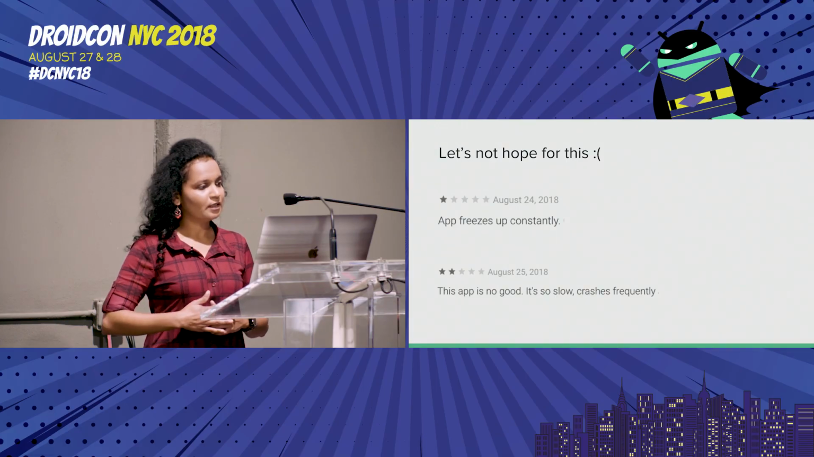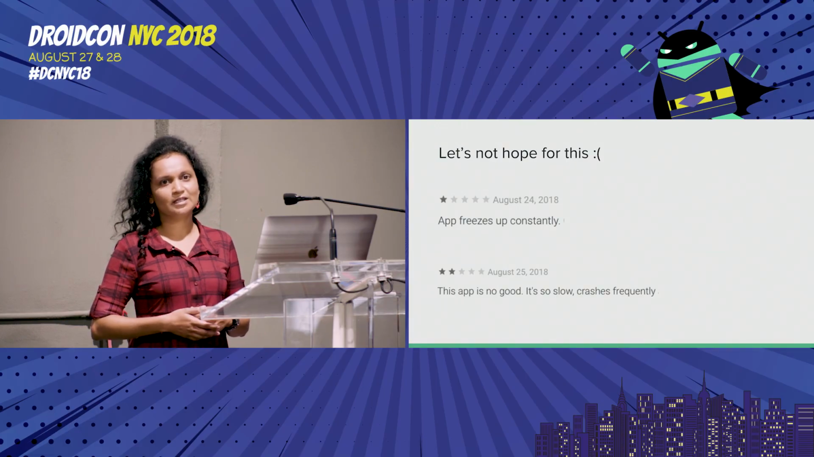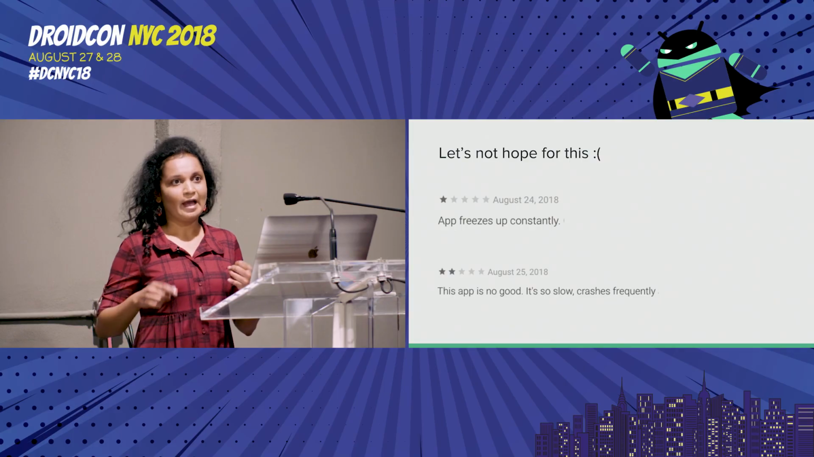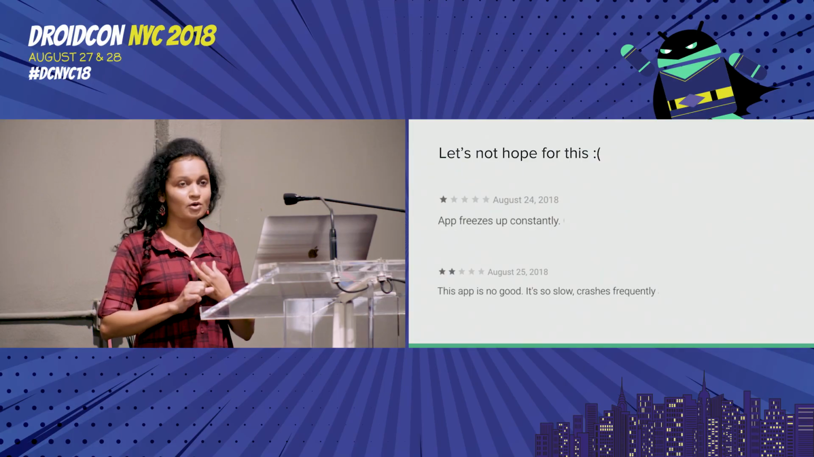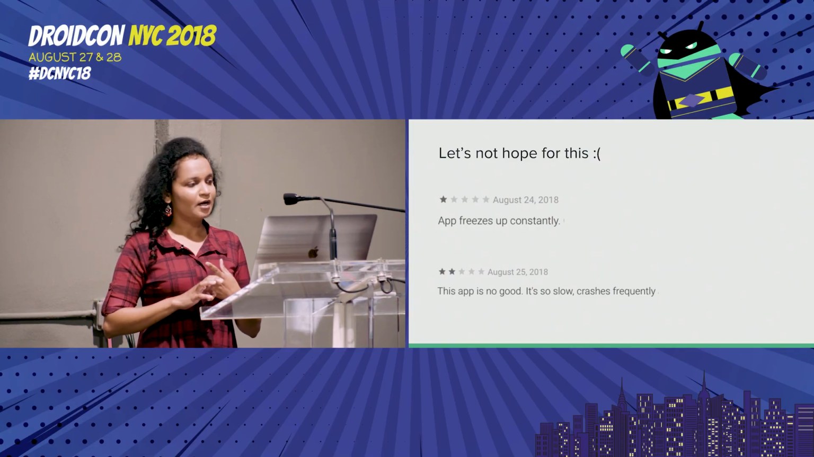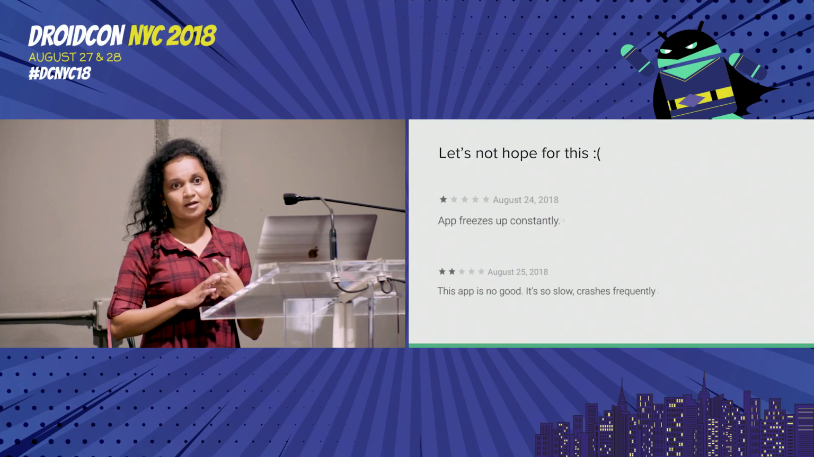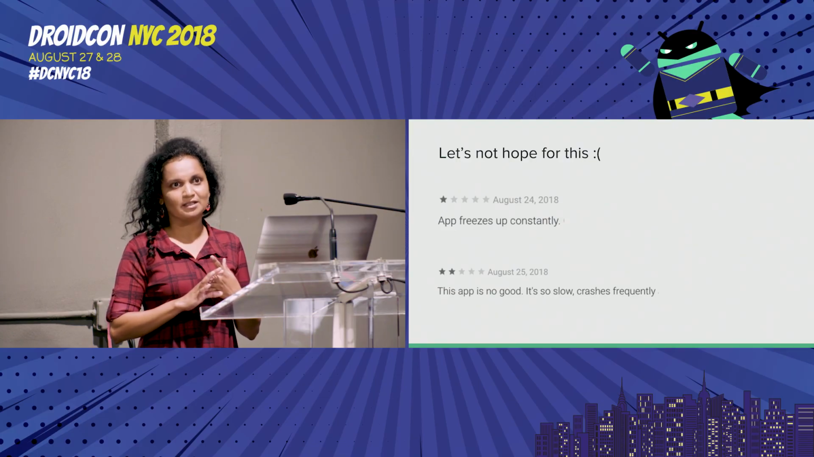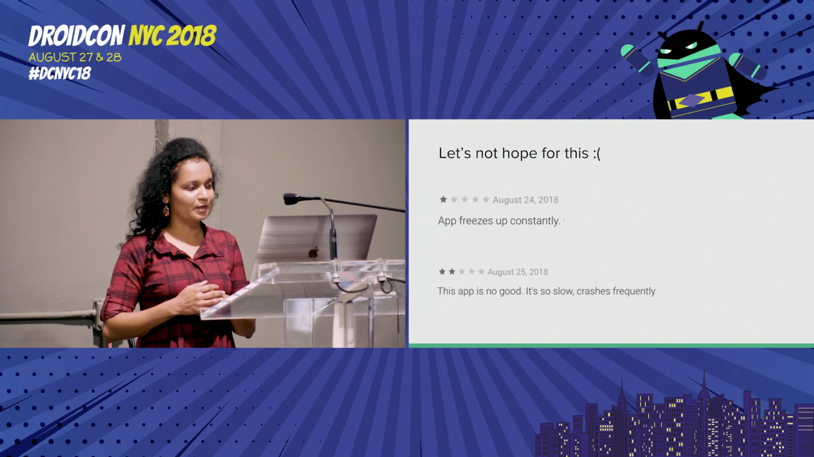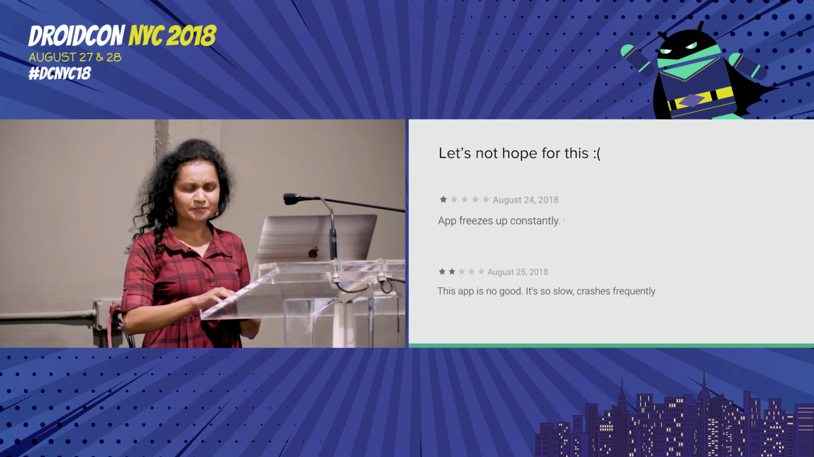So the reasons for getting the 1-star and the 2-star ratings are the stability issues. App getting frozen, app is slow, the crashes. So it would always be good to keep an eye on the app performance in order to get the positive feedback from the users.